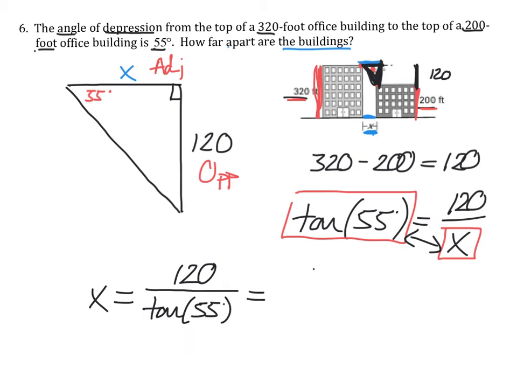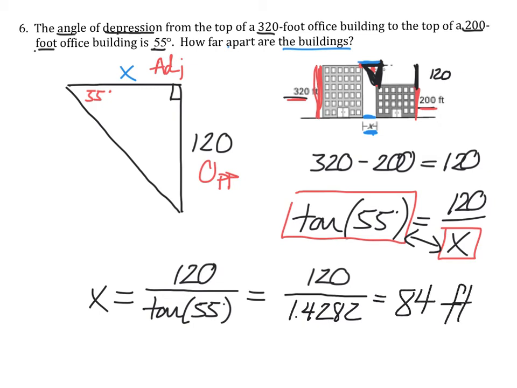First, we'll change that tangent of 55 into a decimal, which will give me 1.4282. And lastly, I'll plug that into my calculator to find that the distance in between my two buildings is 84 feet. And technically that is rounded to the nearest tenth, so it comes out to be a whole number.